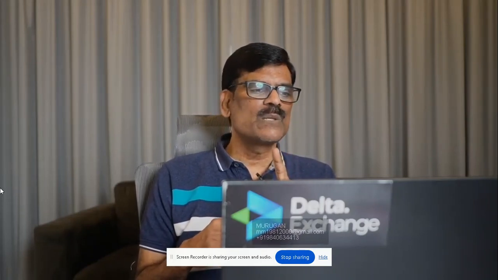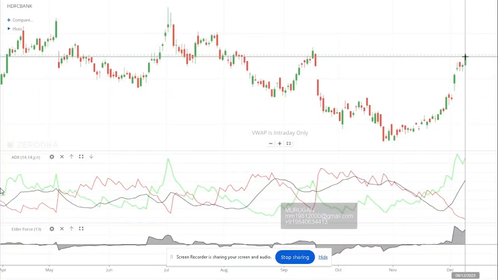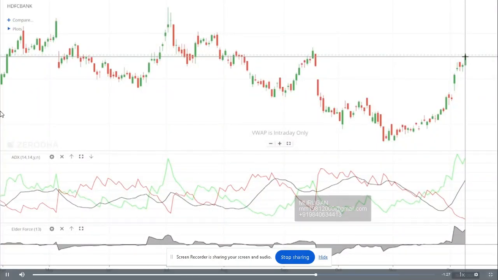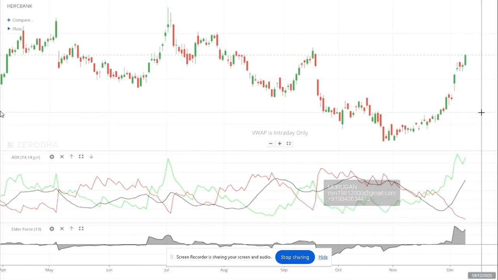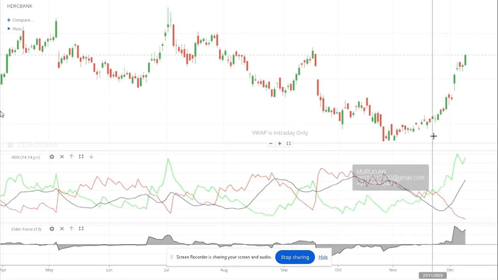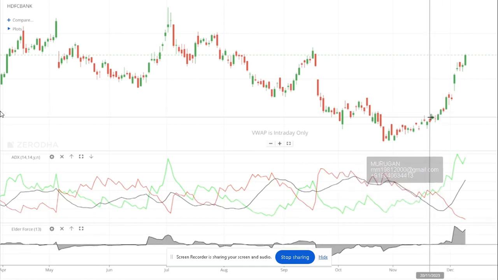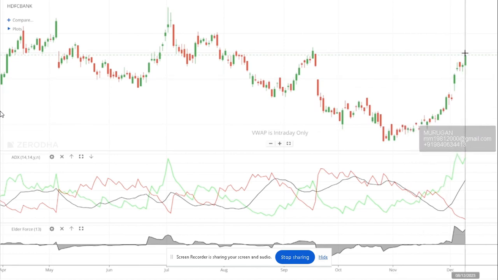So maybe you can check whether you have any other software where you can incorporate the volume weighted average price also, so that gives a third confirmation. One confirmation is ADX, the second confirmation is Elder Force Index, and the third confirmation is the volume weighted average price, VWAP. So you see, you would have made fantastic profit.